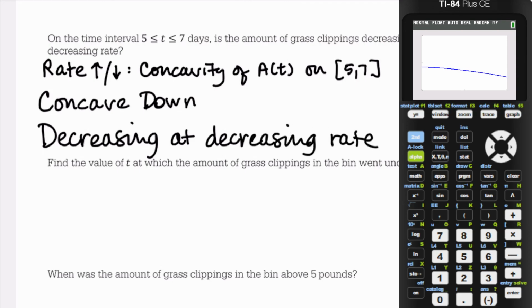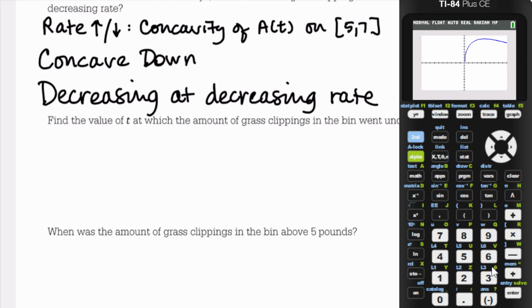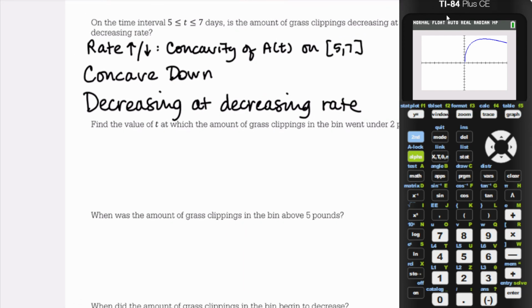If I want to see a more full picture of what's going on with this graph, I'm going to go to Zoom Standard and see that it goes up and then it starts to go down. And I think the shape at which it's decreasing does change somewhere in there, because we're only looking at negative 10 to 10, but we were answering questions about 20 to 30 just before.